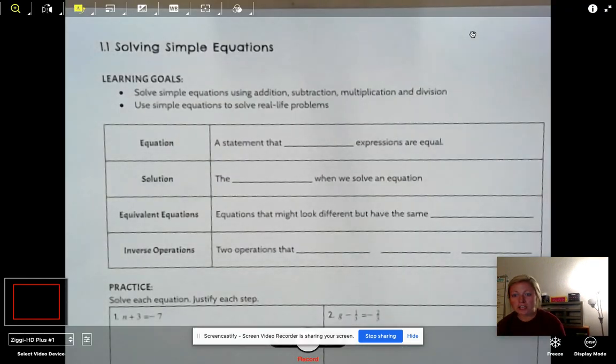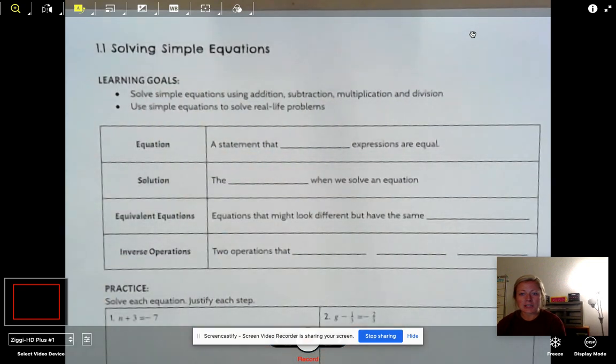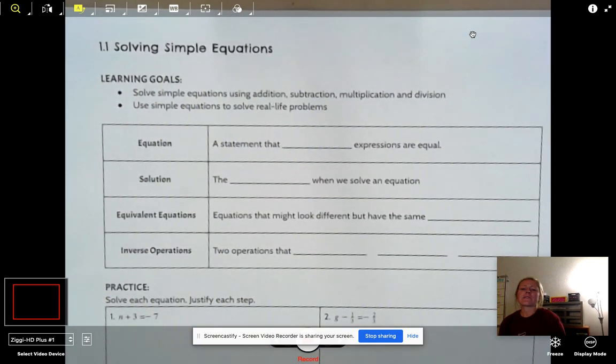Okay, so you should have this note sheet out that says 1.1, solving simple equations. Very easy. I definitely have full confidence that you guys have done something like this before. It's almost so easy, it's almost hard to explain sometimes because I know you guys know how to do this. Okay, so we're just gonna jump in and see where it takes us, okay?